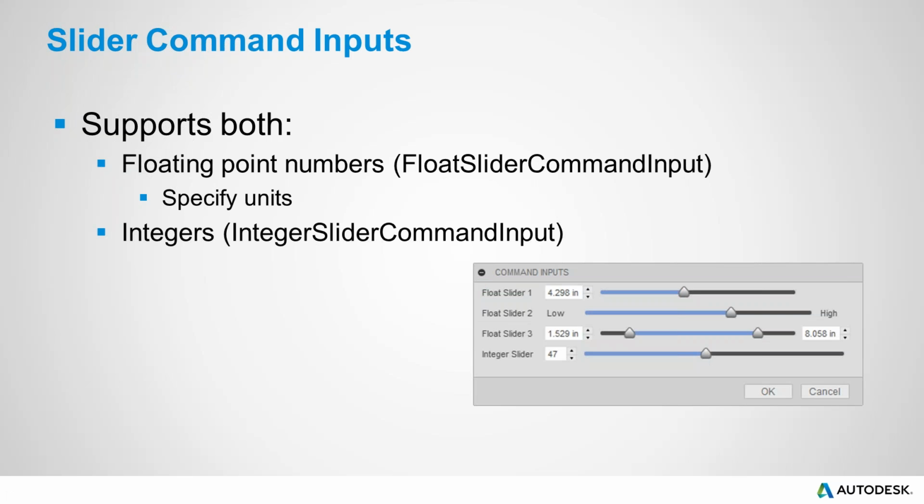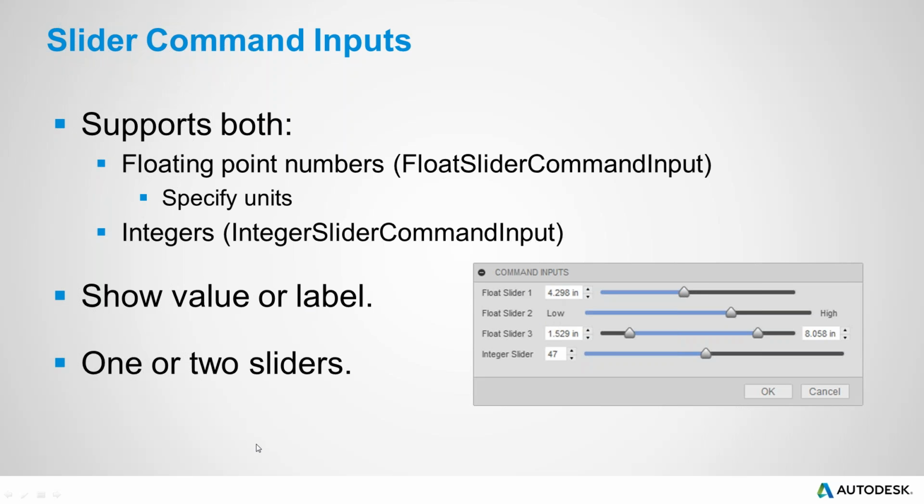There's slider command inputs that you can use. So there's two flavors of these, basically, with lots of options on each one, but floating point or integers. And you can show the current value, which is shown in that first one, the float slider 1. So that's showing me the current value of the slider, or I could just show labels where I have low and high. And you can have one or two sliders, so those first two have a single slider. The third one, I can define a low value and a high value, basically. So there's two sliders on that one bar.